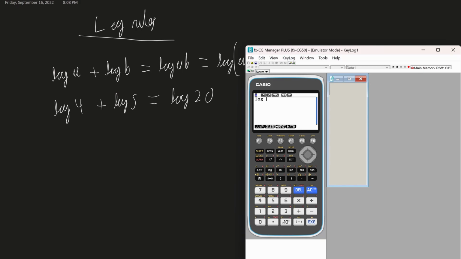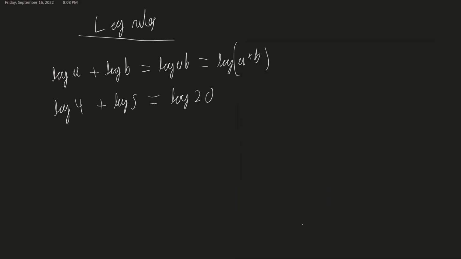So let's see, we got log 4 plus log 5. And we get this. Well, what's 4 times 5? 4 times 5 is 20. So log 20 should give us the same answer. So what we're saying is that log 4 plus log 5 is equal to log 20. That's how it works. The next rule that we have is log A minus log B is equal to log A over B, or A divided by B, as you should know.